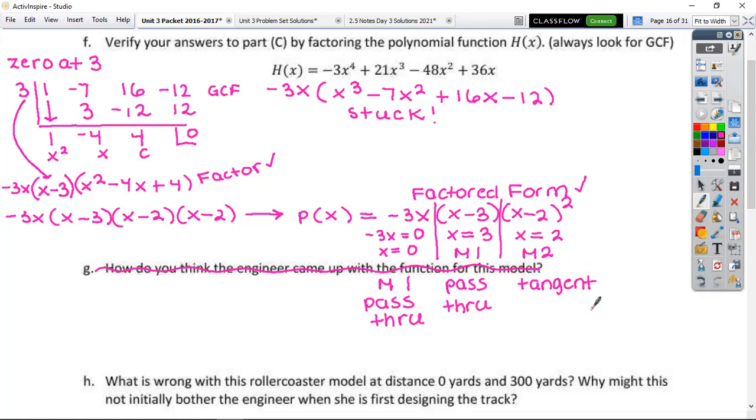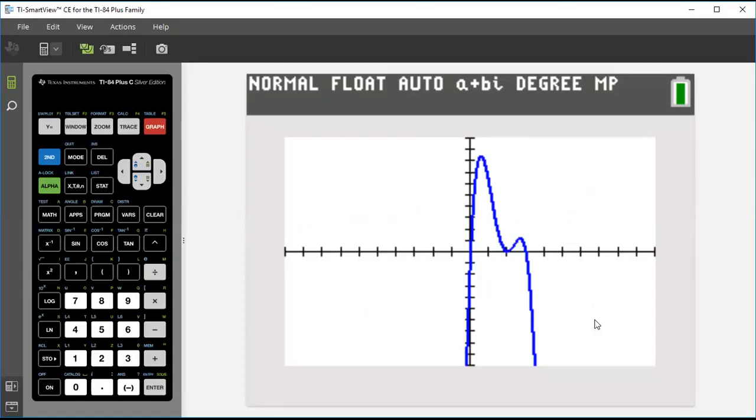Perfect. So the last thing I do is pull up the calculator and verify these. So at 0, did I pass through? At 3, did I pass through? And at 2, am I tangent? So I'm going to take a quick look. It looks like we're good. So at 0, it passed through. At 2, it was tangent. And at 3, it passed through.